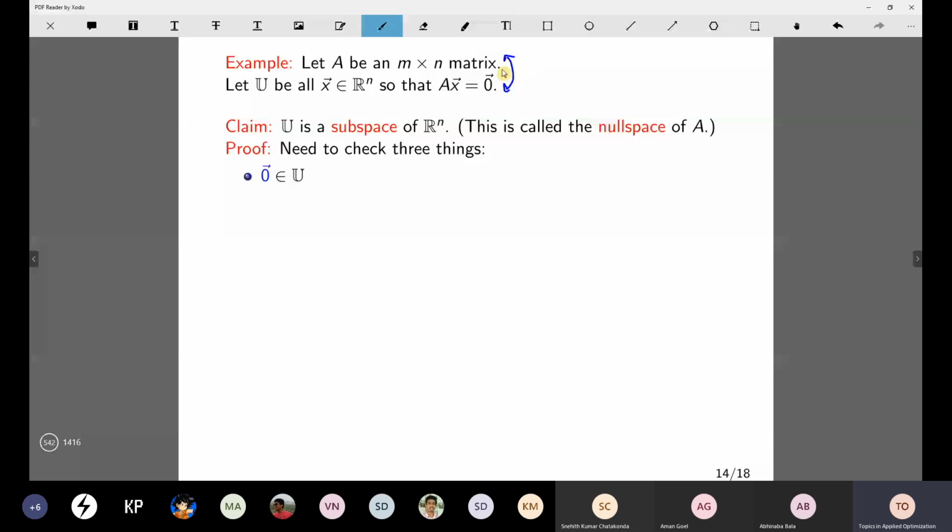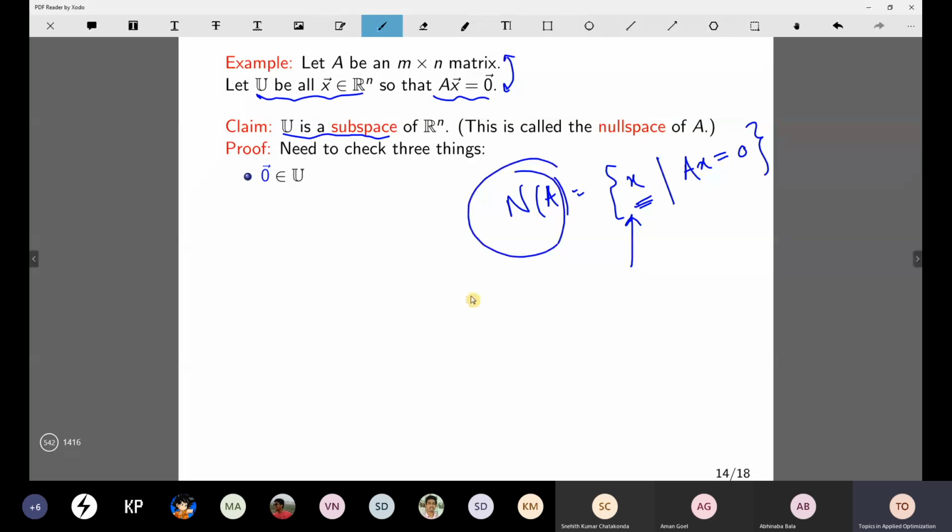Let A be an m by n matrix. Then consider a set of all x such that Ax equals 0. What we are trying to define is a null space. Null space is sometimes also written like this. This is the collection of all vectors x such that Ax is equal to 0. So find all possible vectors such that Ax equals 0, and that becomes a subspace of Rn.